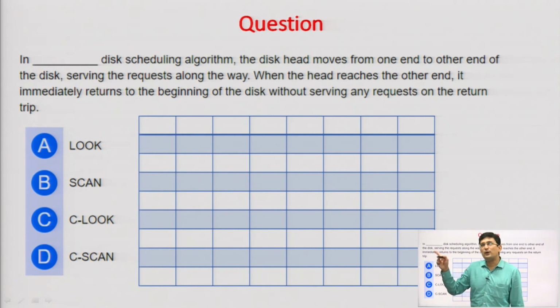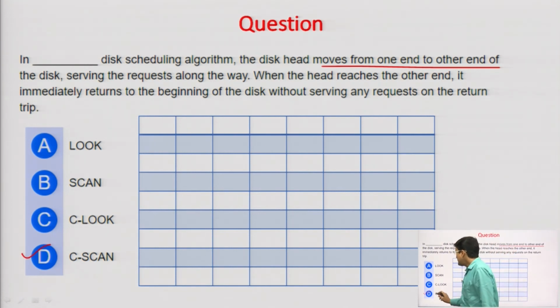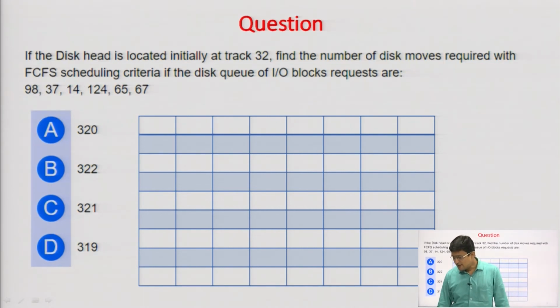We will have to relook at the question once again to select one of C-LOOK or C-SCAN. It is saying that it moves from one end to the other end, meaning from the extreme lower end to the extreme higher end, and it is satisfying the requests. So, obviously, it will be the C-SCAN algorithm. In case it is satisfying only the requests up to the maximum request number, then it will be the C-LOOK algorithm. Let us take another question.